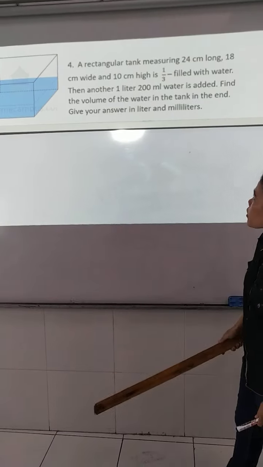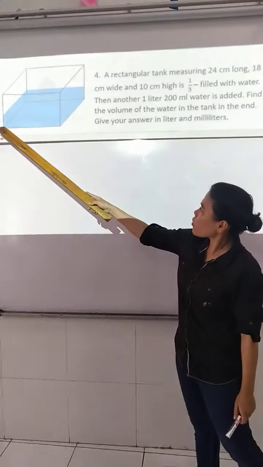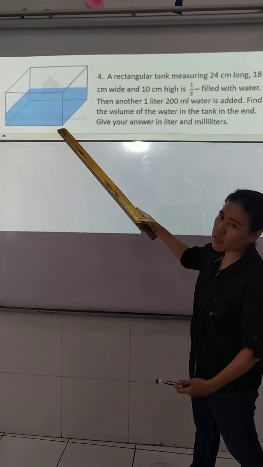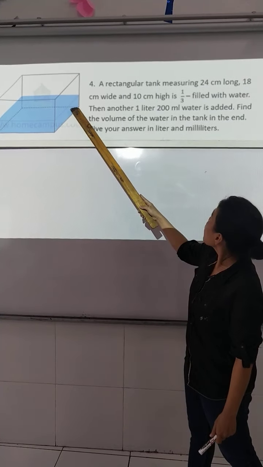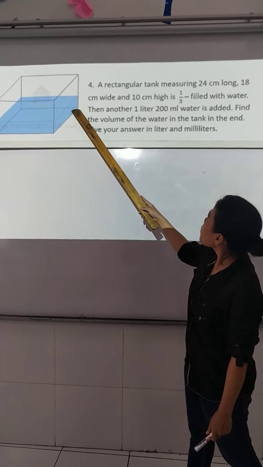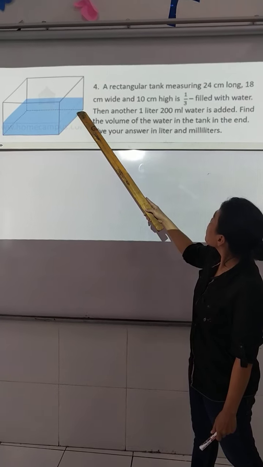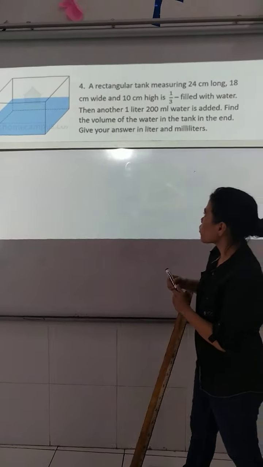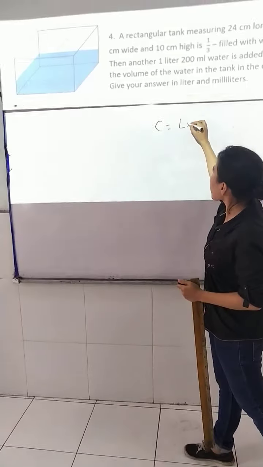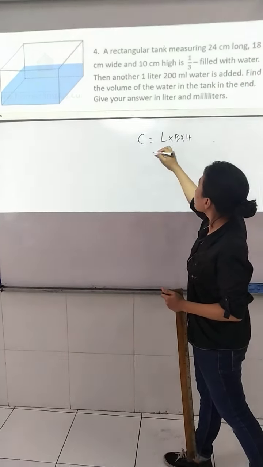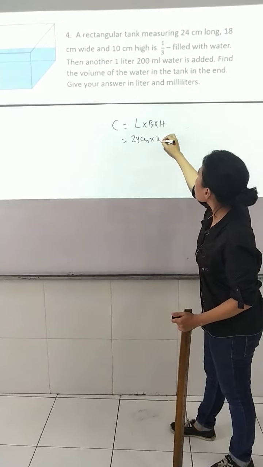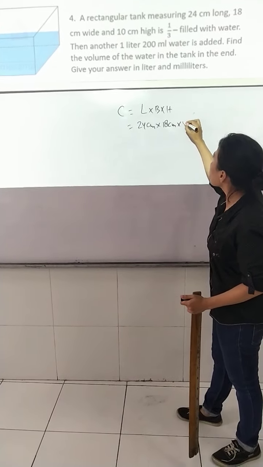Okay, based on this container, the length is 24 centimeter. The width, which is the same as the breadth, is 18 centimeter and 10 centimeter for the height. So we need to find the capacity. Length times breadth times height. So 24 centimeter times 18 centimeter times 10.